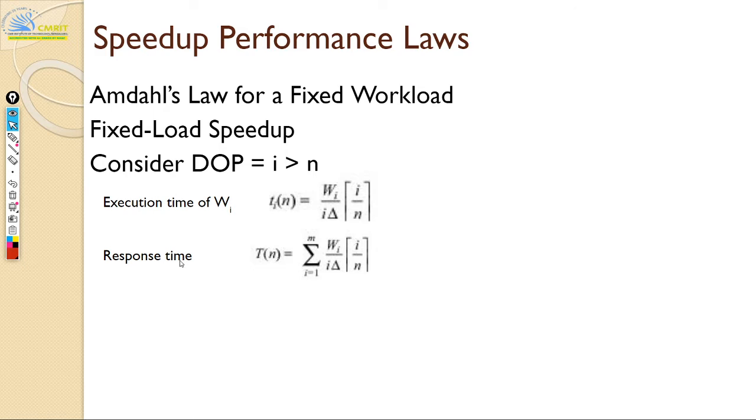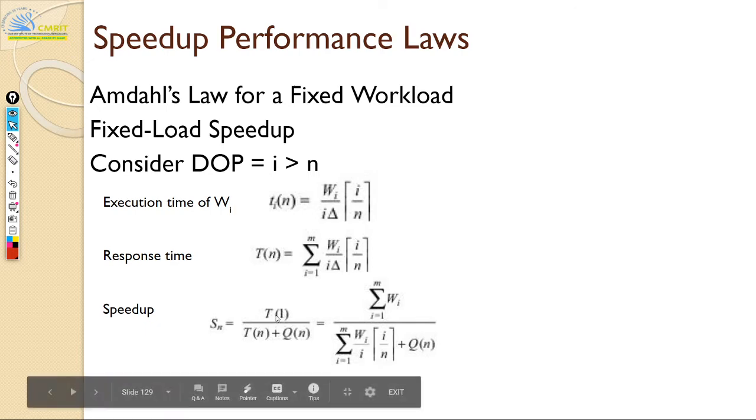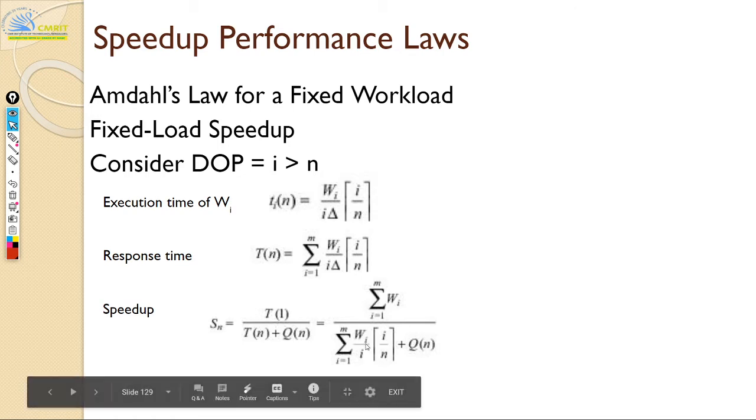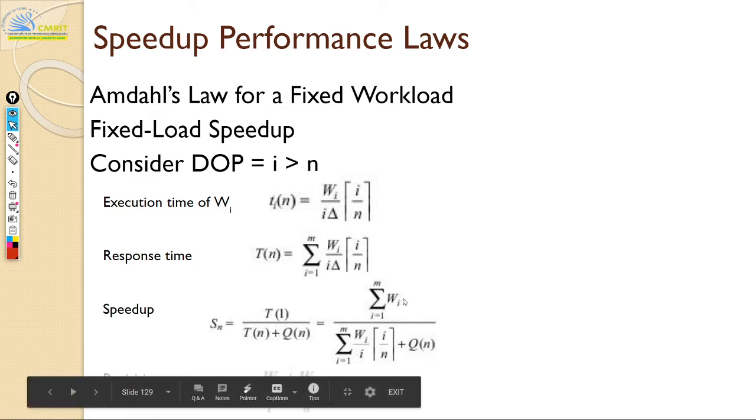And response time is nothing but the overall execution time. You get that by summing these individual time slots. Thus you have a summation of i equals 1 to m of wi by i delta times the ceiling of i by n. Then the speedup formula is t1 by tn. When you substitute that, you get the summation of wi divided by the summation of wi by i times the ceiling of i by n. Here we have wi because this is the workload at t1: t of 1 is wi from 1 to m, the same as for your parallel algorithm as well.